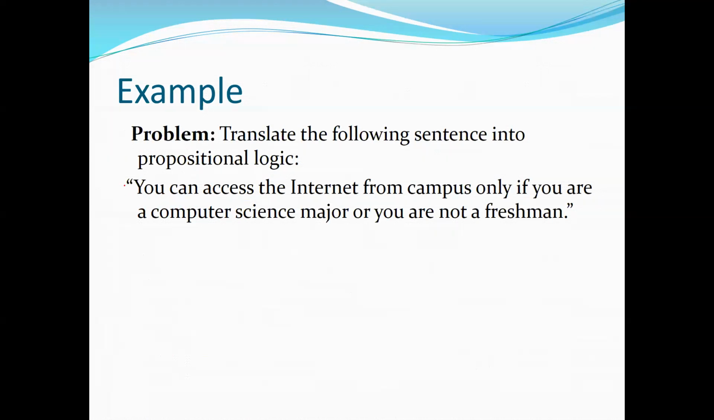So the English sentence is, you can access the internet from campus only if you are a computer science major or you are not a freshman, right? So let's identify the propositions. Atomic proposition number one is you can access the internet from the campus. This could be one proposition. Let me represent it with A, B, C, whatever variable you are willing to use. Let me represent it with A, right?